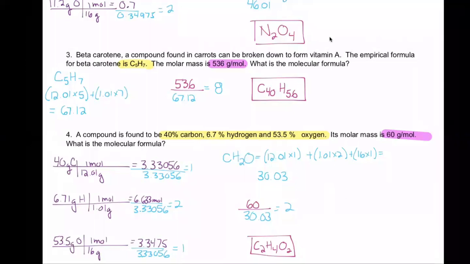For the last problem, we were given percentages, but no empirical formula. So again, assuming percentages were grams, we converted that to moles, divided by the smallest to get an empirical formula of CH2O. Finding the molar mass of that, we got 30.03, and then we took our molecular molar mass of 60, divided it by 30, got 2, and then we could multiply our subscripts in the empirical by 2 to give us C2H4O2. And that is how you do molecular formula.